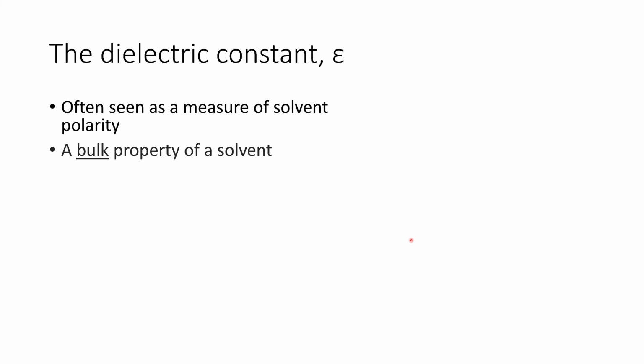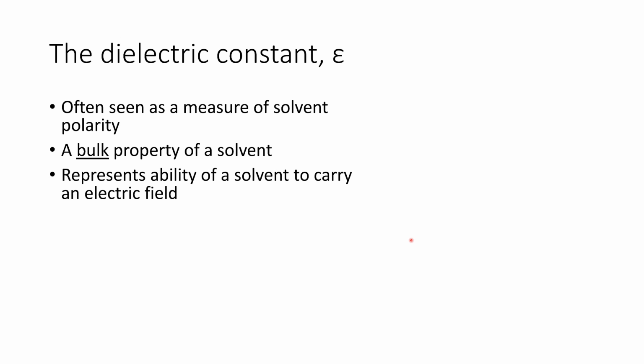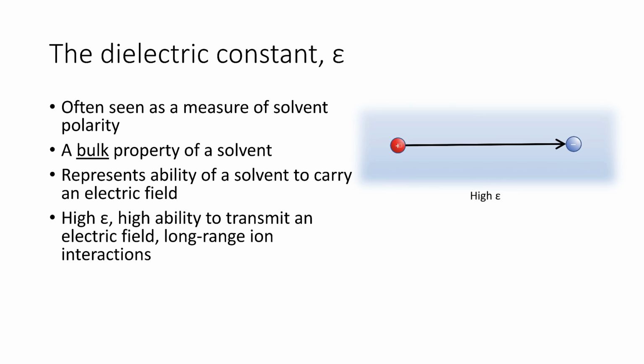The next thing to consider is this dielectric constant, carrying the symbol epsilon. It's often seen as a measure of solvent polarity, but it's fundamentally a bulk property of the solvent. It represents the ability of a solvent to carry an electric field. So whenever we think of charges, we have electric field lines which by convention go from positive to negative. If we have a high relative permittivity, that means the solvent has a high ability to transmit that electric field, which facilitates long-range ion-ion interactions.